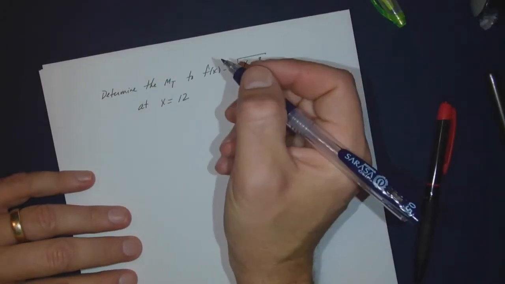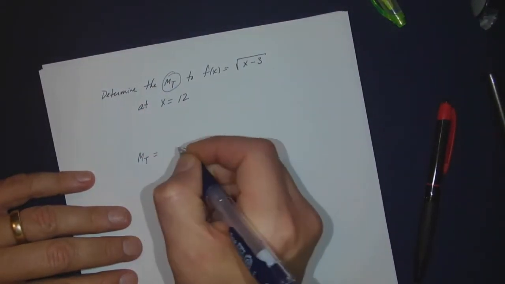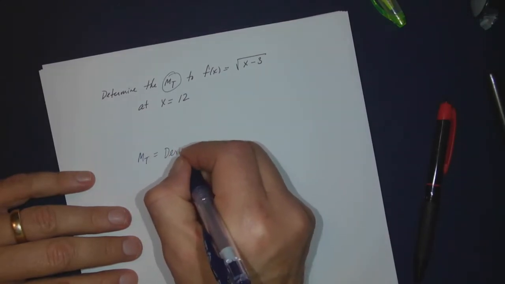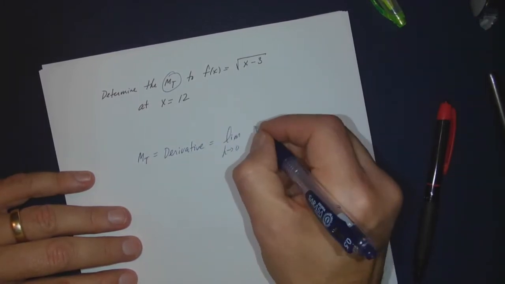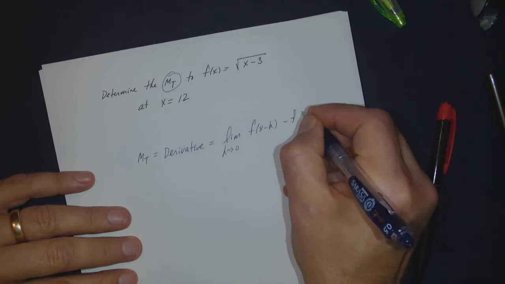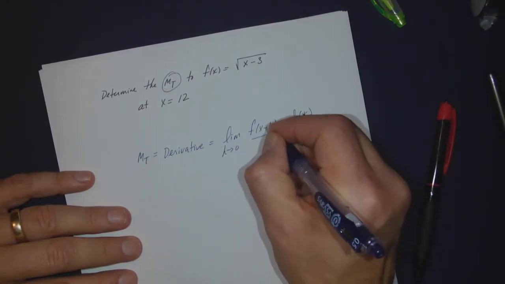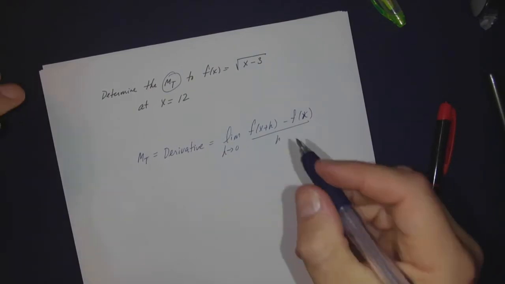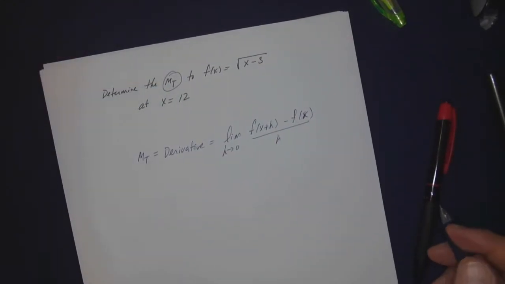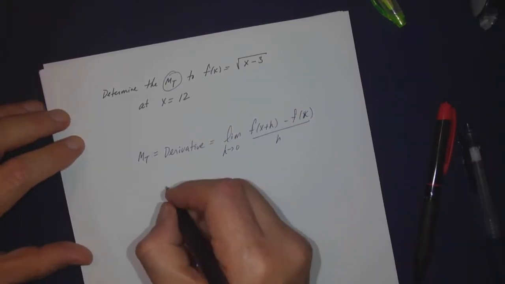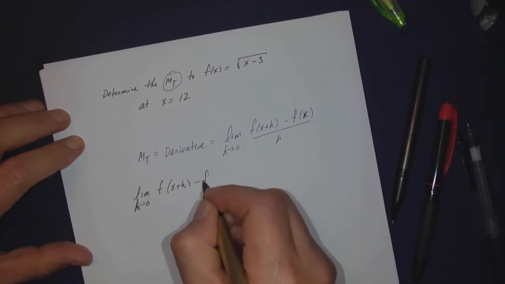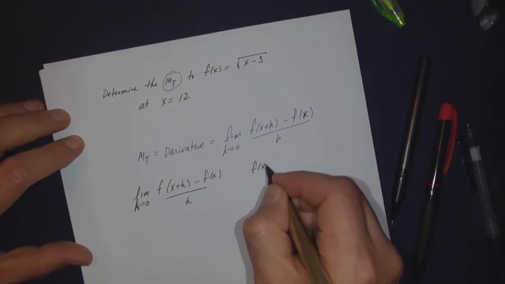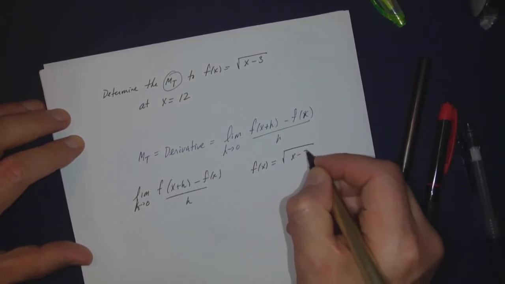You'll have to say, okay, well, determine the slope of the tangent. Well, the slope of the tangent is equal to the derivative, which is equal to the limit as h approaches 0 of the difference quotient, f of x plus h minus f of x over h. That's the definition for the slope of the tangent. So in this particular example, we know that f of x is equal to root x minus 3.